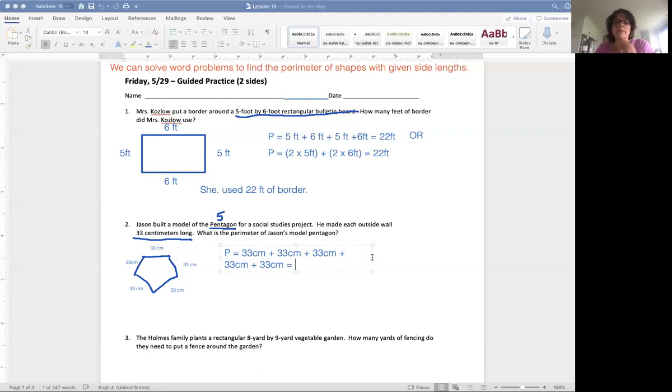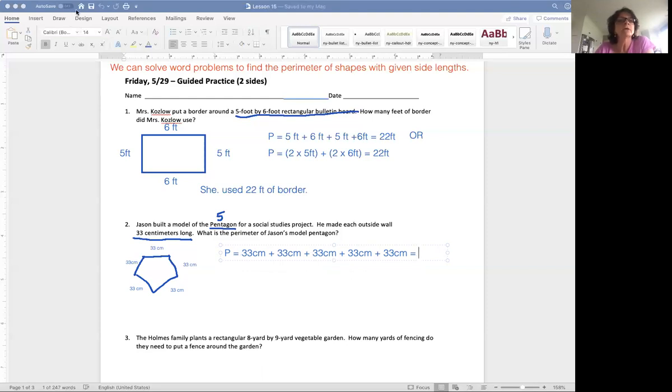And when I'm done writing all those, I'm going to go back and count and just make sure that I do have 5 lengths there. 1, 2, 3, 4, 5. All right, now I've got to show my work. So it's hard for me to do that mentally.